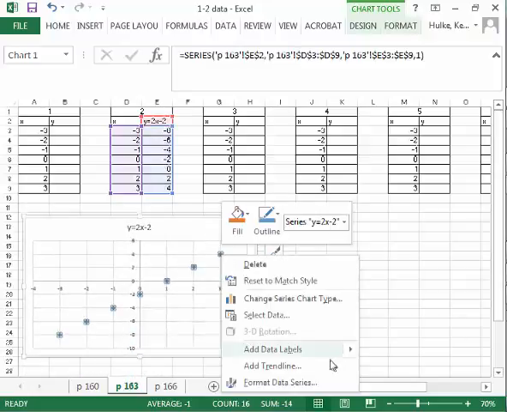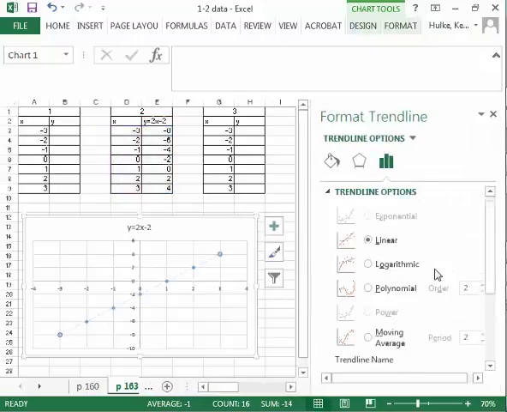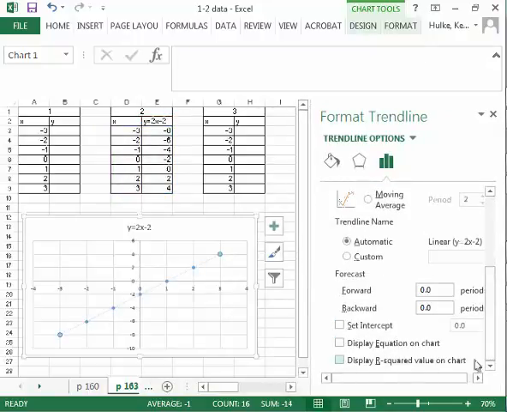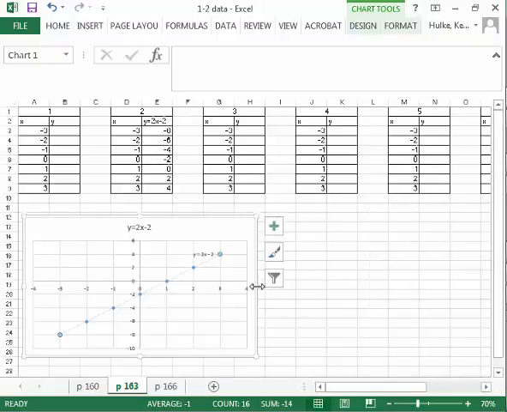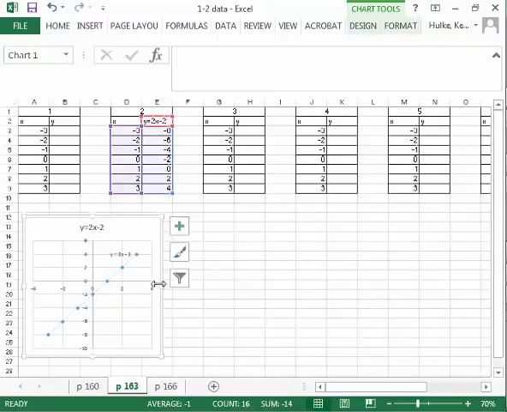And I could even put in that trend line and the equation for the trend line. And what's interesting about that is when I put it in, it's exactly what I wrote, y equals 2x minus 2. So we could use that as a check of our work. You're going to do number 4, so I'm going to do number 3.